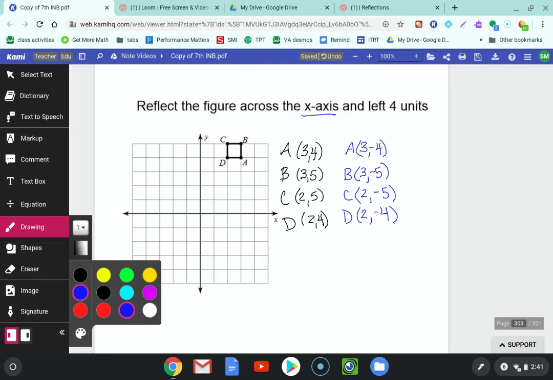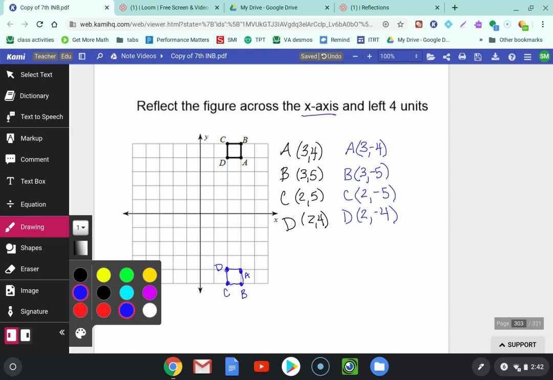Okay, so we're going to go right 3, down 4 for A. Right 3, down 5 for B. Right 2, down 5 for C. And right 2, down 4 for D. Okay, so this is after the reflection.